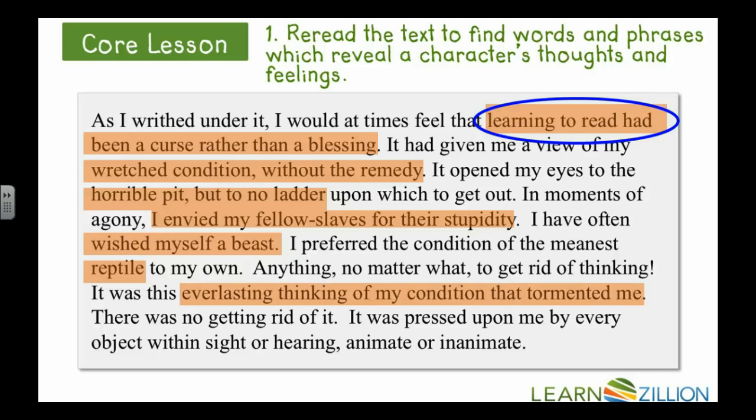He talks about everlasting thinking of his condition that torments him. He says there's no getting rid of it. It was pressed upon him by every object within sight or hearing, animate or inanimate, which means living or not living.